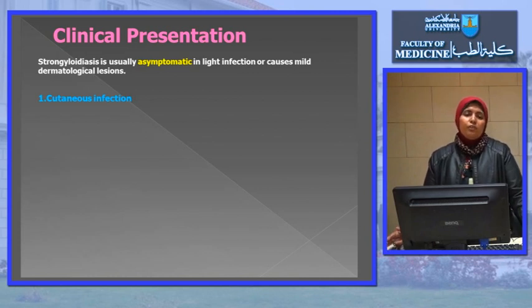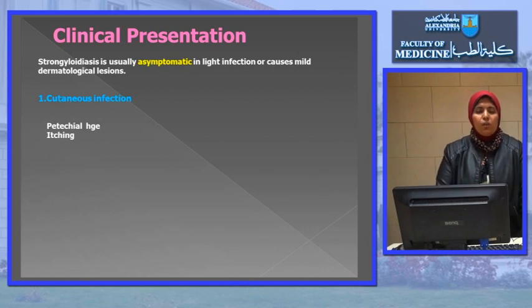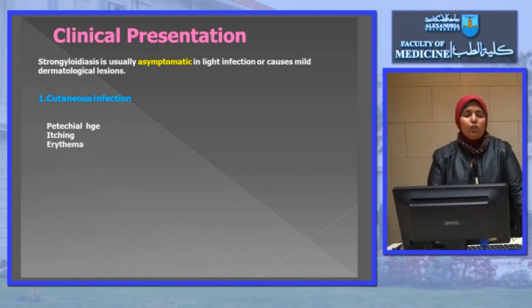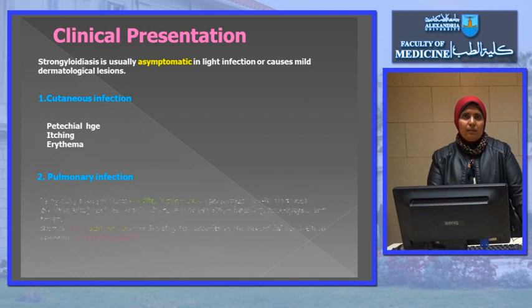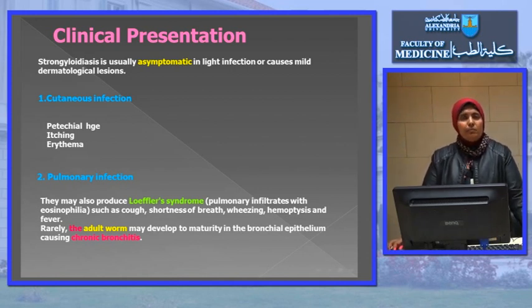So clinical presentations will be linked to each stage. Once in the penetration stage, there will be mild cutaneous infections which could pass by unnoticed by the patient or could be noticed, such as petechial hemorrhage at the site of penetration of the filariform larvae, the infective stage, itching and erythema. The second stage is the pulmonary stage, where the larvae will pass through the lungs. Which larvae pass through the lungs? We are speaking about the filariform larvae. Filariform larvae just pass through the lungs in order to reach their final habitat.